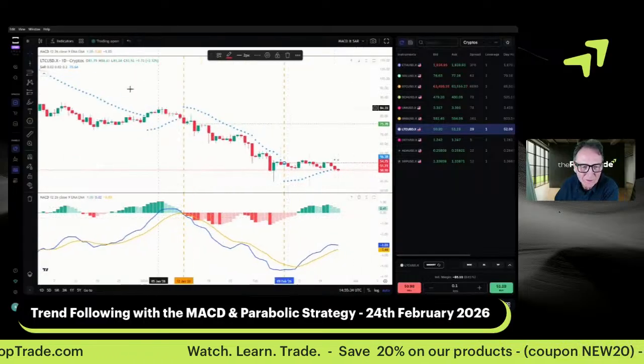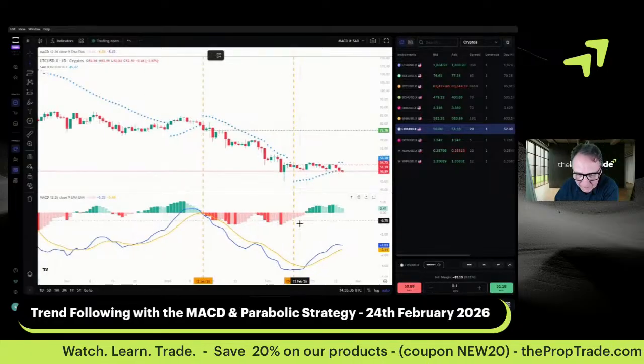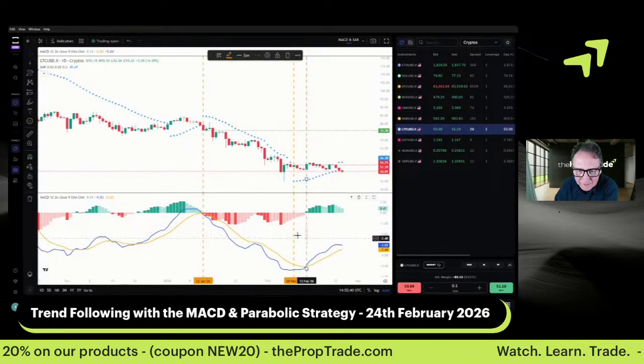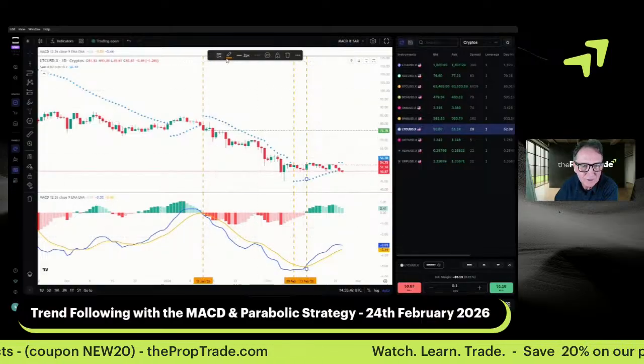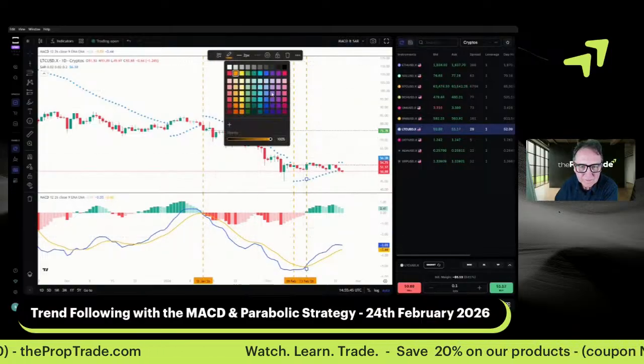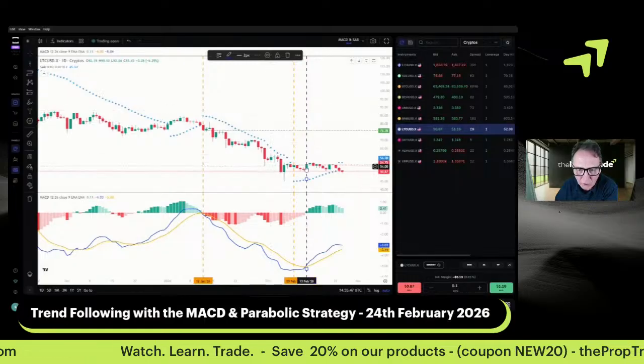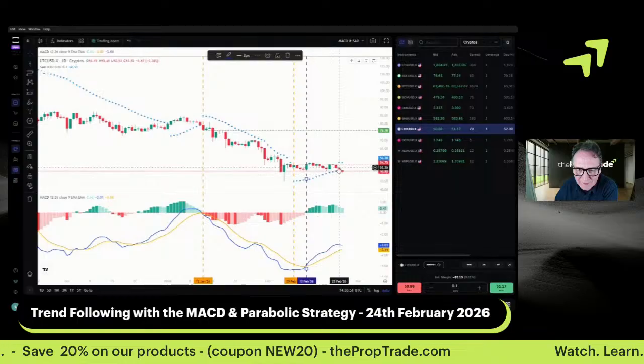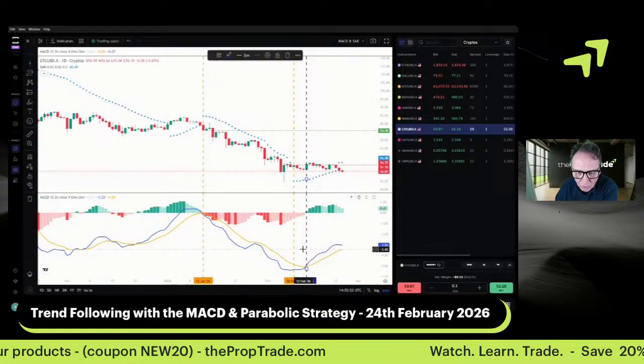Again, the eagle-eyed of you will have noticed it's flipped the other way. So we've got another entry here. The second entry would have been on that day there, a few days later. Let's change the color again to purple so we know what we're doing. So this has gone long. Our stop loss is down here. And it's not worked out this time, has it?